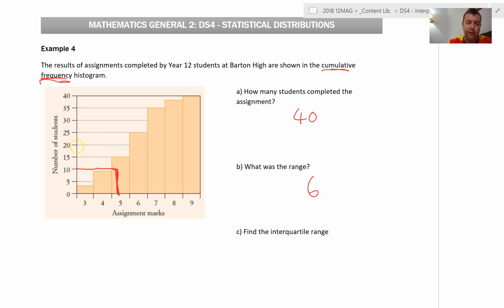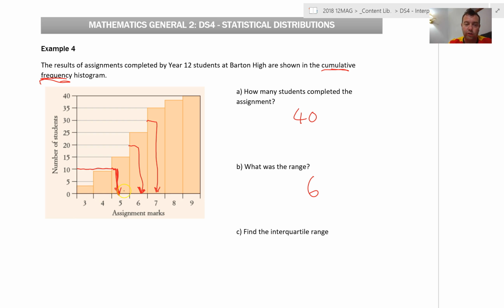Now my median here, we can find this here, right? That means my median is somewhere in here. My median is 6, Q1 is 5, and Q3 is 7. So my interquartile range, right?